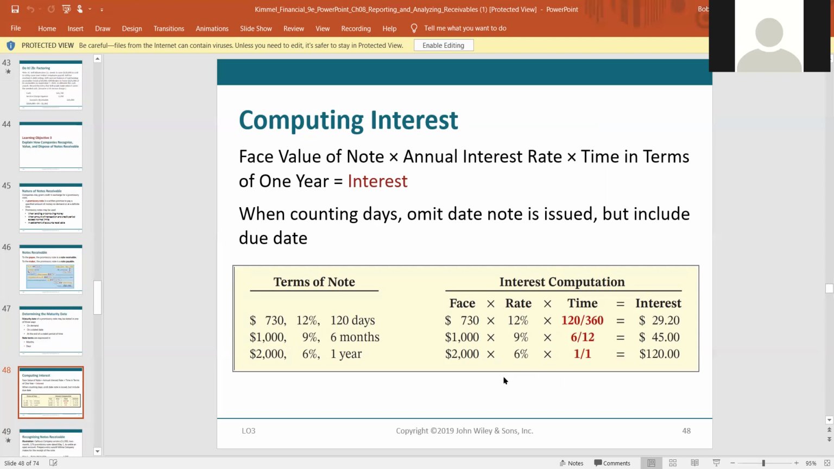If it was a 6-month note, it would be this one: $1,000 times 9% times half a year. If it's due in a year, there's nothing to take out. So get familiar with that formula. I know you remember seeing it in grammar school, but it is a key element in doing these calculations, okay?